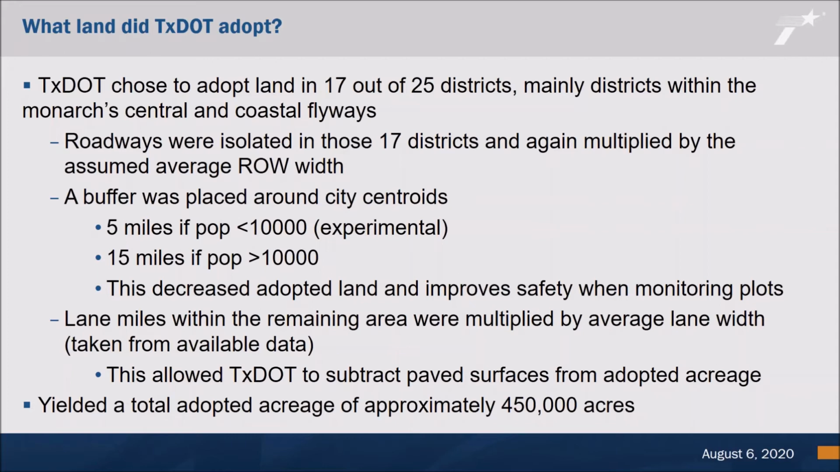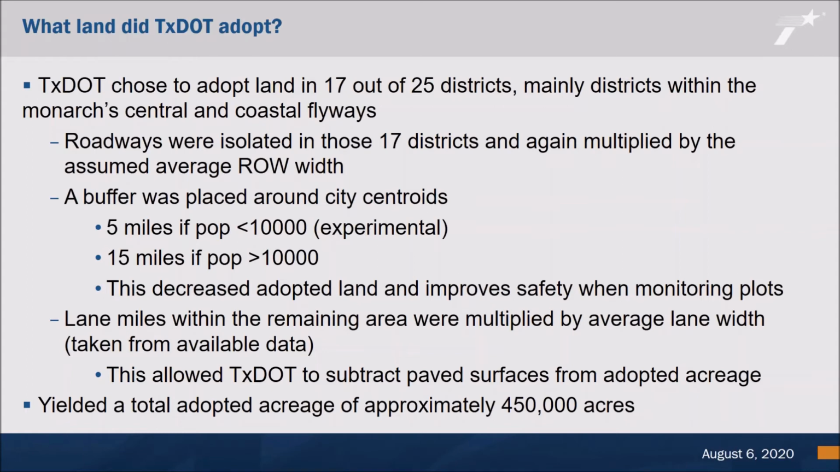these 17 districts. But once we had picked those 17, we isolated the roadways from those 17 districts. And then we again multiplied that by the assumed average right-of-way width. And that gave us our initial number of how much land we are going to adopt.